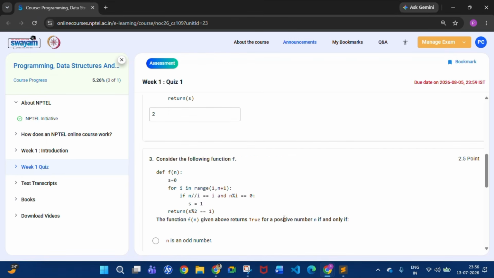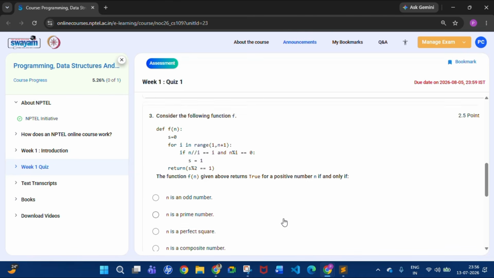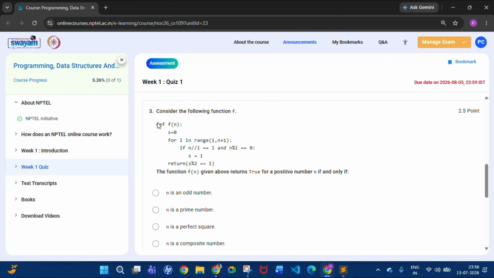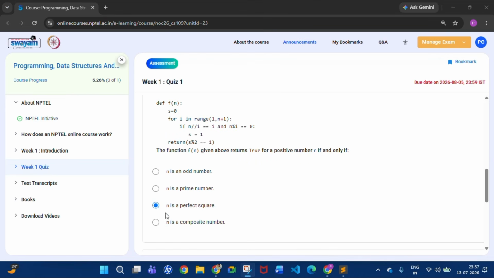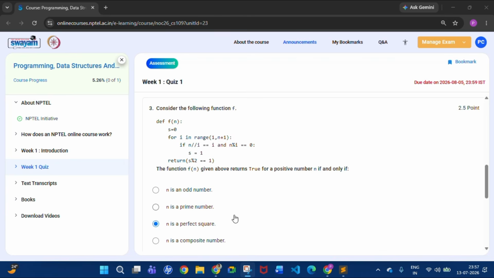Now coming to question number 3, consider the following function f. So this is the function. The function f(n) given above returns true for a positive number n if and only if n is a perfect square. So option C will be the answer of question number 3.